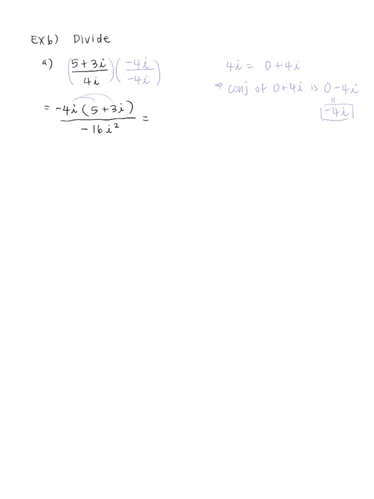So distribute. We have negative 20i and then minus 12i squared, whole thing divided by negative 16 times i squared, which is again negative 1. Okay, so this is going to be negative 20i minus 12 times i squared, which is again negative 1, whole thing over positive 16. All right, we got to keep going. So this is negative 20i plus 12, whole thing divided by 16.